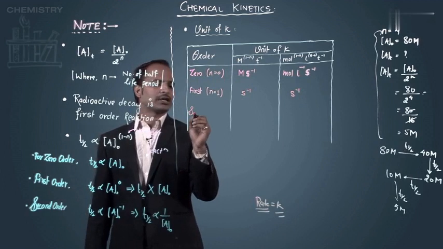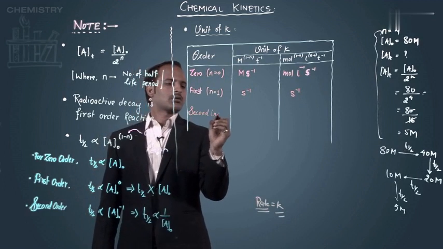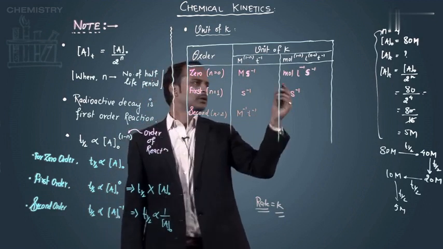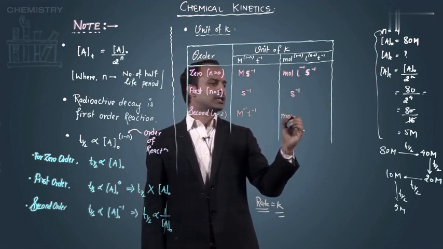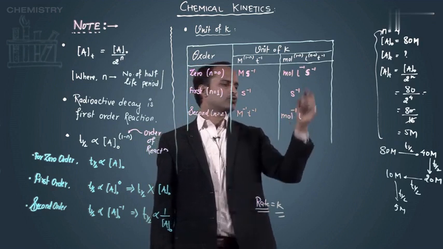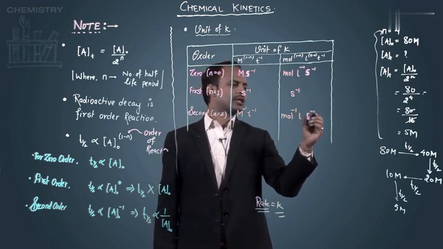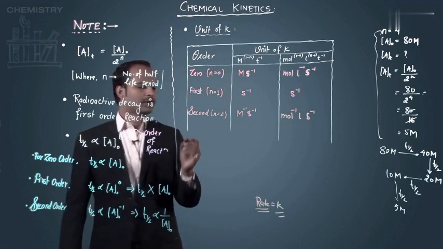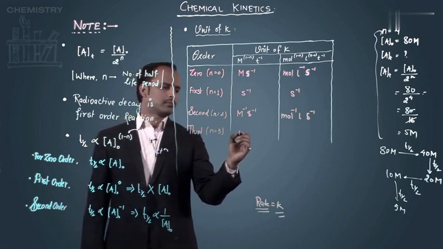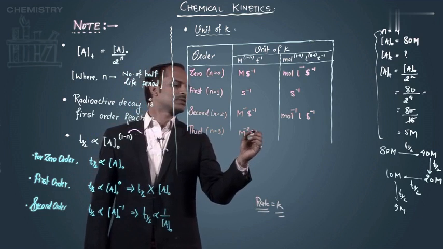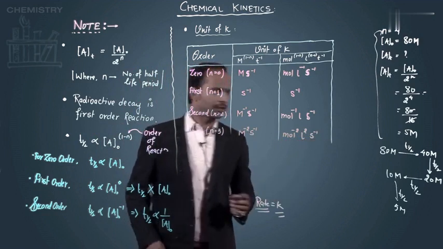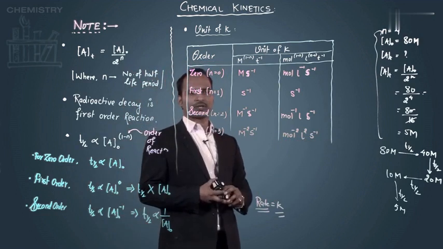If I am writing for second order reaction, n is equal to 2, then it will become 1 minus 2, that is M raised to minus 1 per time. Similarly here, mole raised to 1 minus 2, liter raised to 2 minus 1, that is 1, per second. And for third order, n is 3, so it will become M raised to minus 2 per second, and this will be mole raised to minus 2, liter raised to 2, per second. So we have these as the units of K.